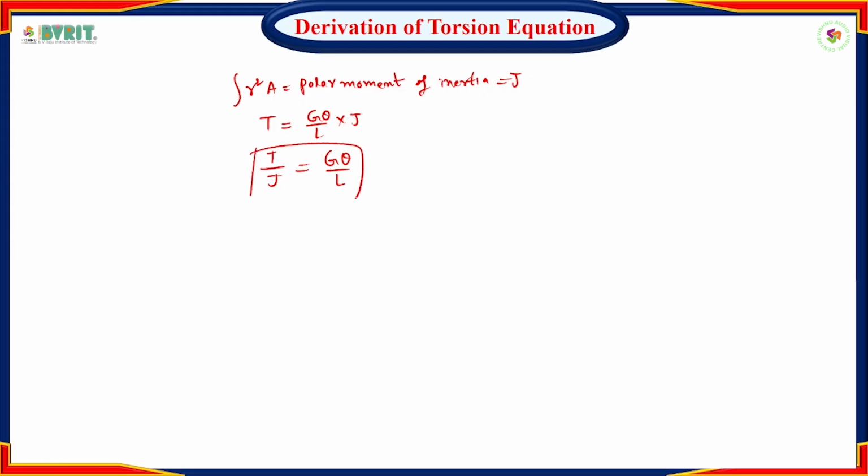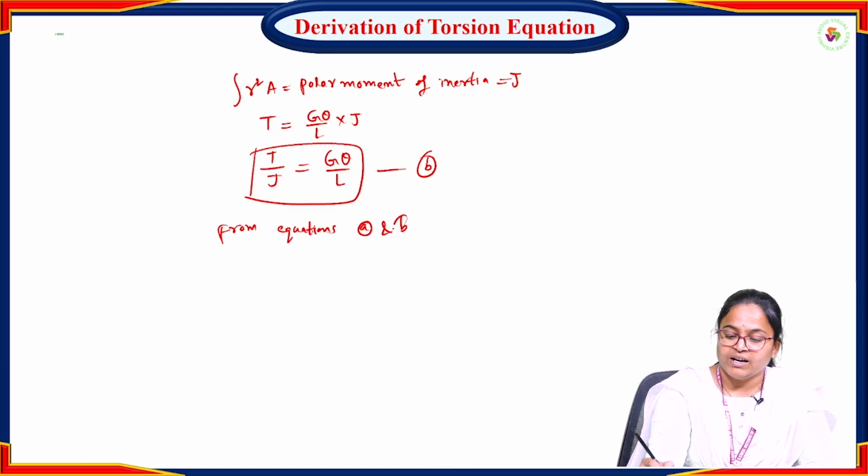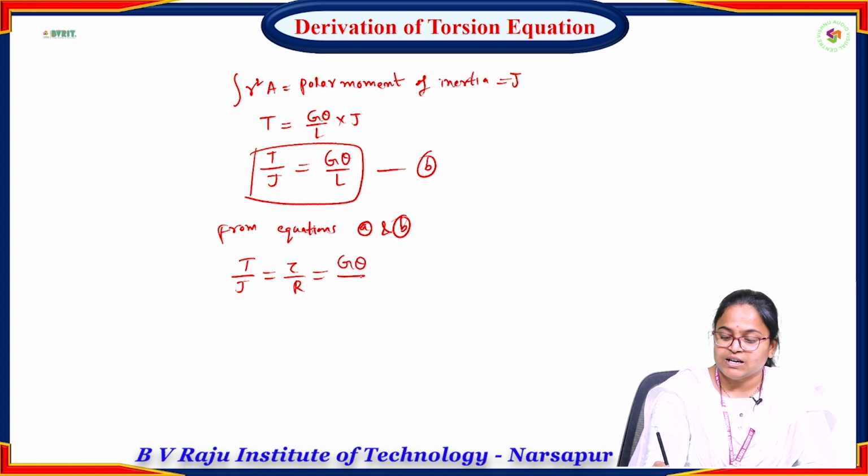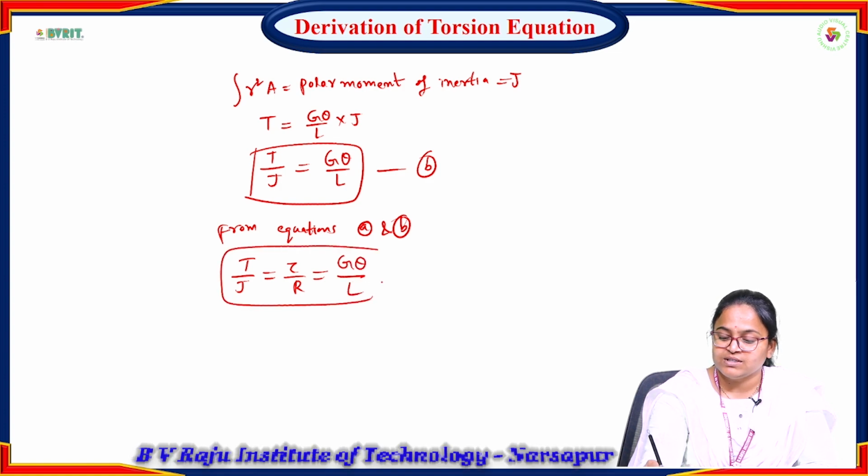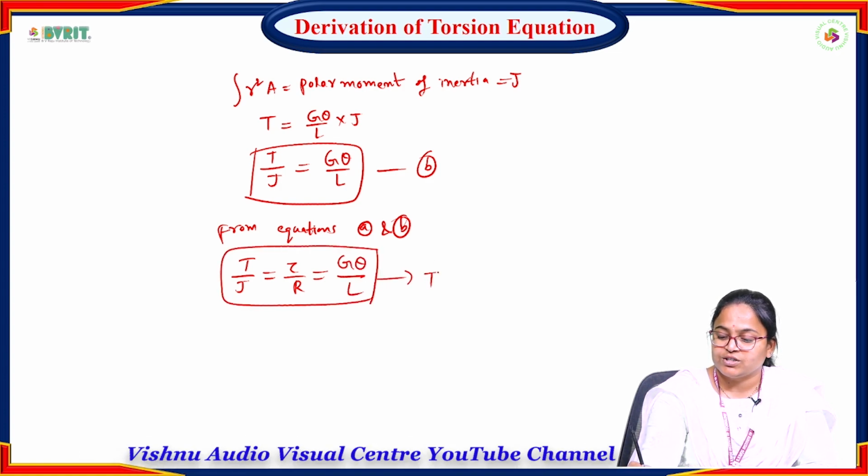Now from equations A and B, we can write T by J is equal to tau by R is equal to G theta by L. Now this is called the torsion equation.